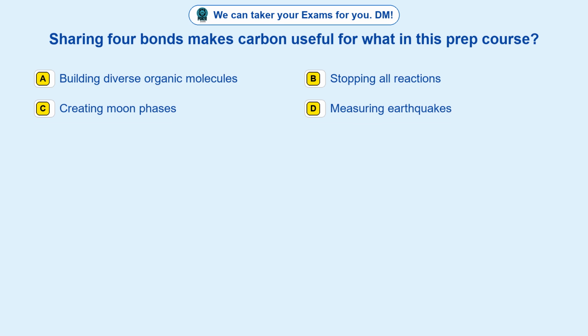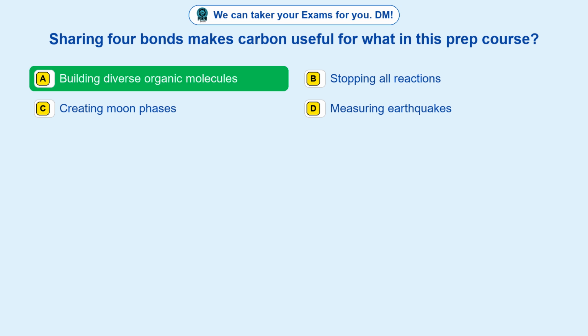Question 52. Sharing 4 bonds makes carbon useful for what in this prep course? Option A, building diverse organic molecules. Option B, stopping all reactions. Option C, creating moon phases. Option D, measuring earthquakes. The correct answer is option A.